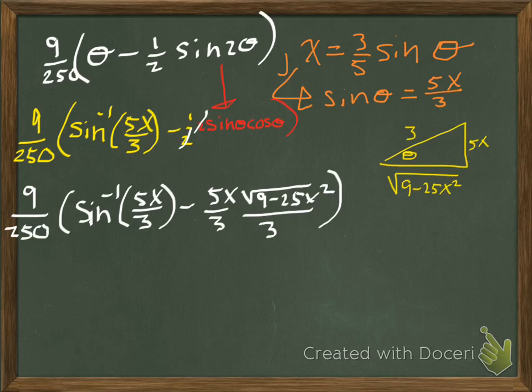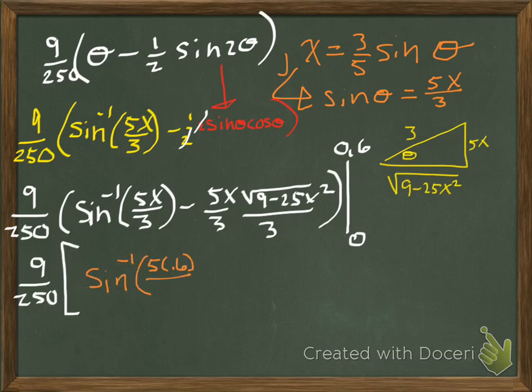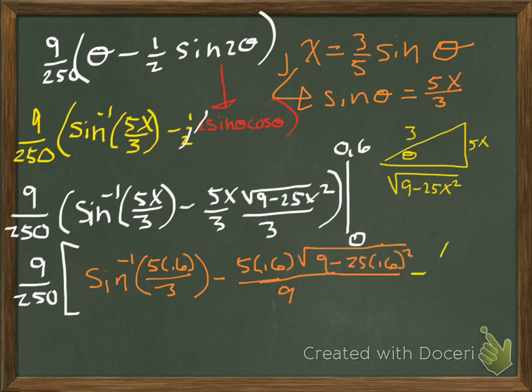Now, don't forget, this was a definite integral. We're going from 0 to 0.6. I'm doing upper minus lower. What's upper? 0.6. What's lower? 0. I'm going to squeeze that in there.